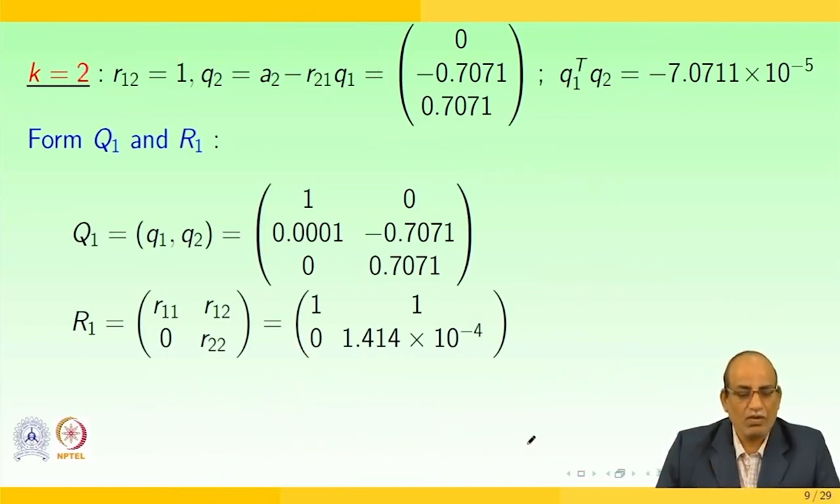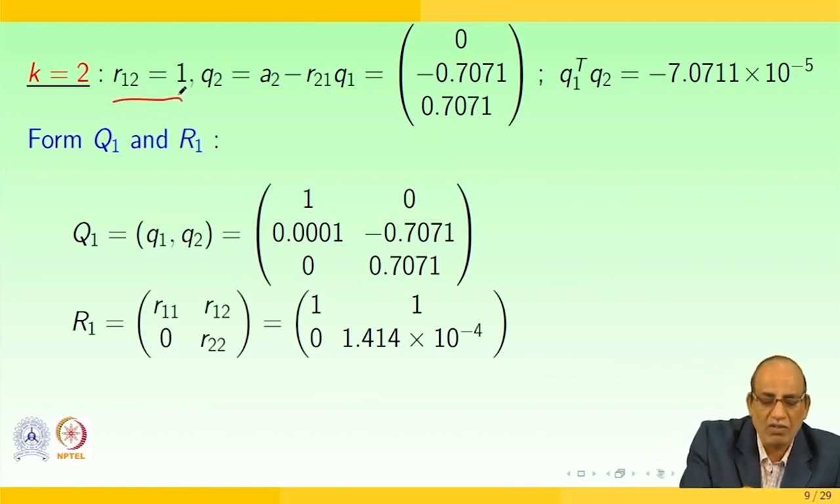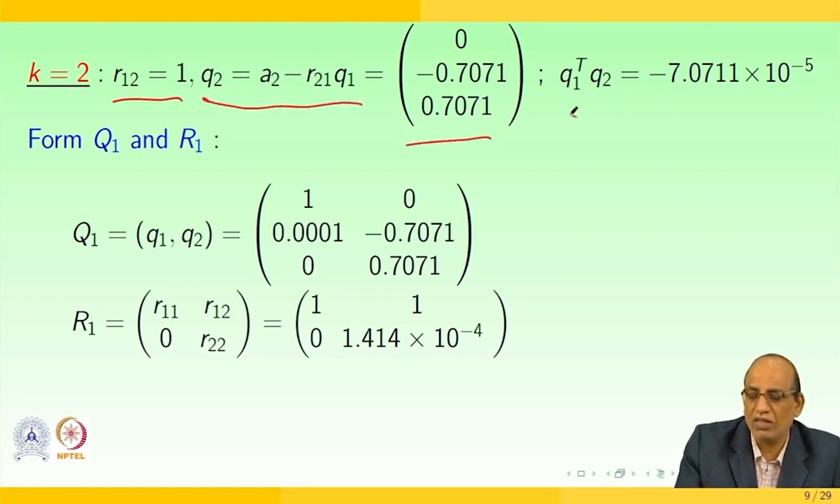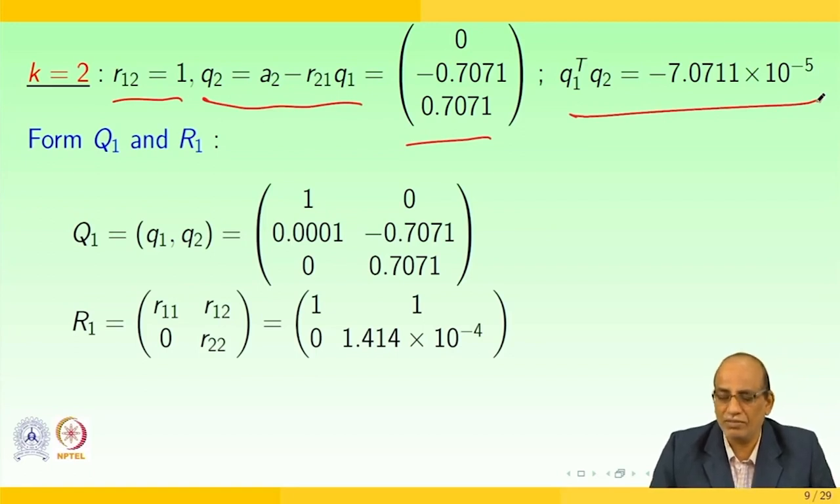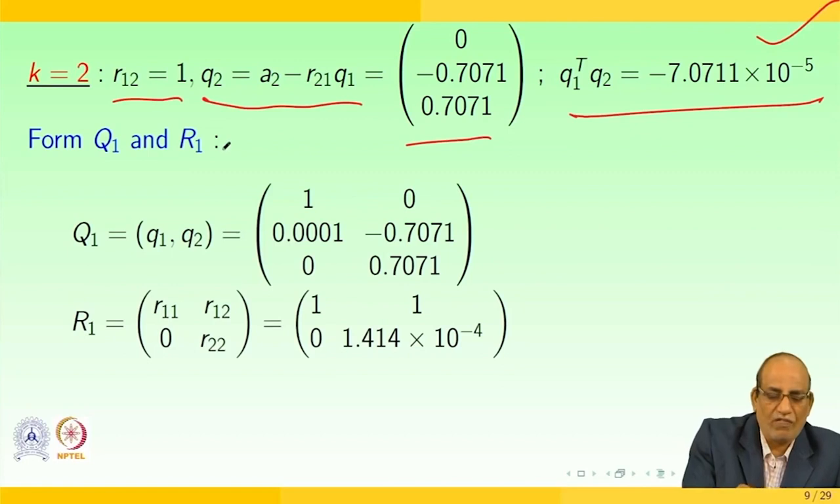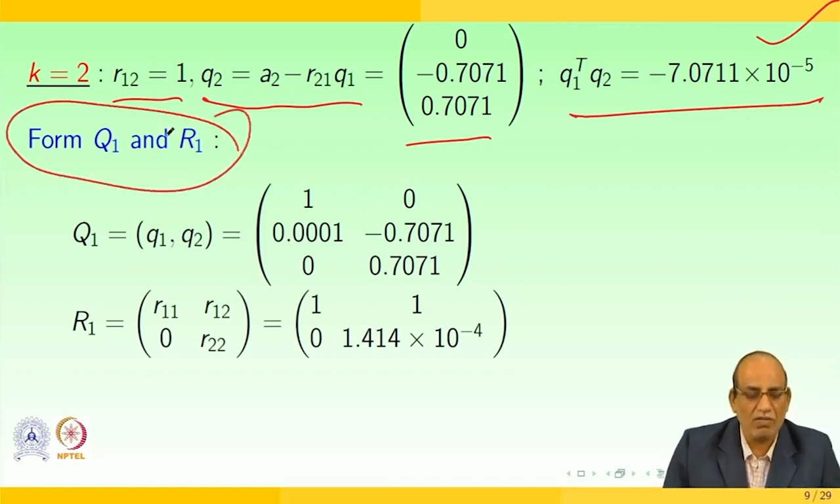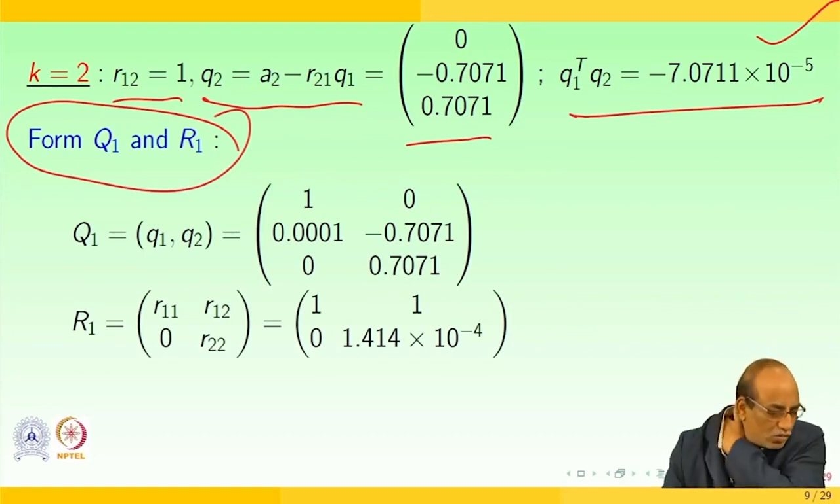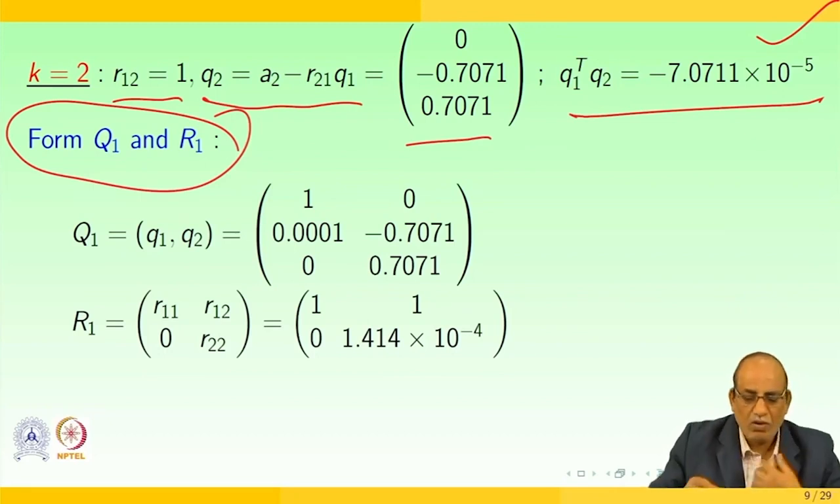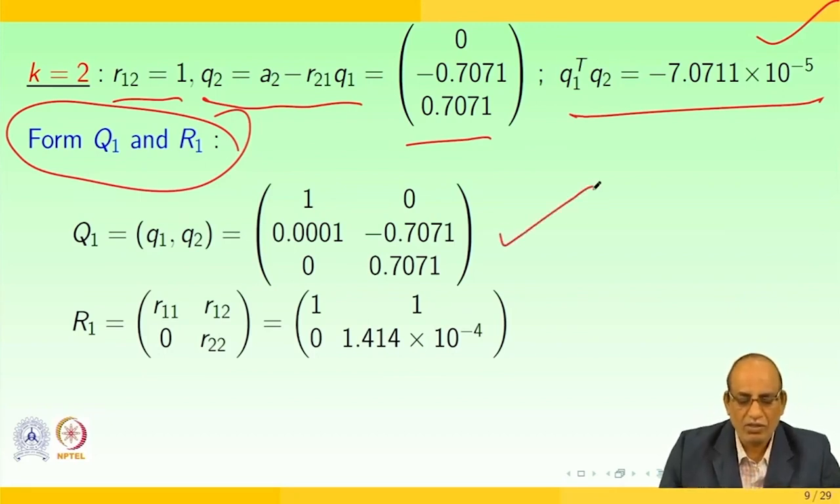So for k equal to 2, you get r12 is 1 and q2 is equal to a2 minus r21 q1. This is the one which is obtained, that is, q1 transpose q2 is minus 7.071 times 10 power minus 5. Now let's form Q and R. So what is Q? Q is q1 q2, that is 1.00001 and 0.